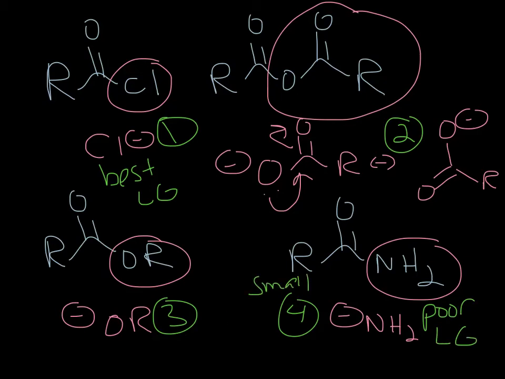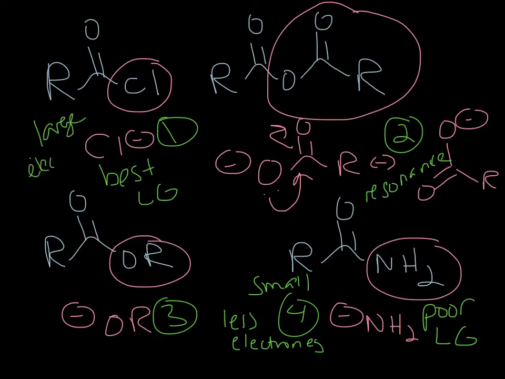So I'll write small, less electronegative. The main factor here is resonance, and here we have a large atom that is somewhat electronegative. So the best leaving group is the chloride, and therefore it's going to be the most reactive because the leaving group leaves the most easily.